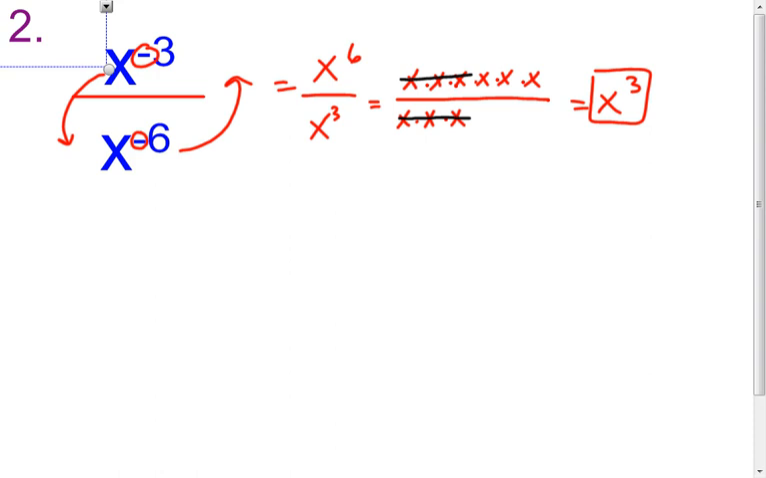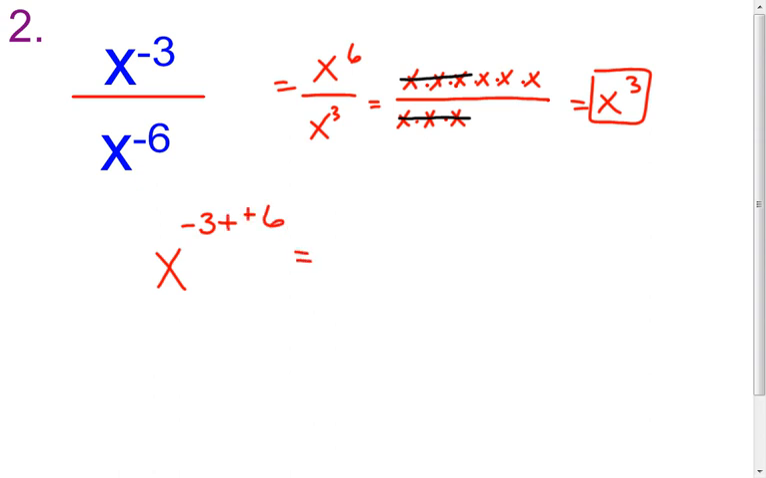The shortcut from the get-go would be to subtract those exponents. And so I would take x to the negative 3, the top exponent, subtract the bottom exponent, which would be negative 6. And then, of course, negative 3 plus 6 is x cubed. So either way, you're going to get x cubed.